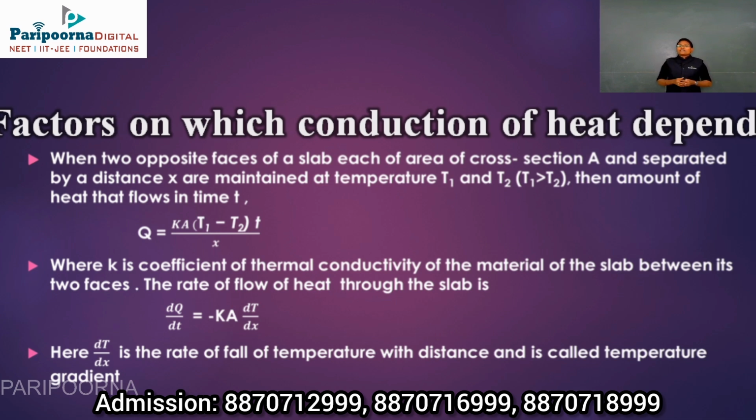Here K is the coefficient of thermal conductivity of the material of the slab between its two faces. Now the rate of flow of heat through the slab will be dQ by dt is equal to minus KA dT by dx. Here dT by dx is the rate of fall of temperature with distance and is called temperature gradient. Due to the distance, the temperature will fall. So the falling of temperature with the distance x is the temperature gradient.